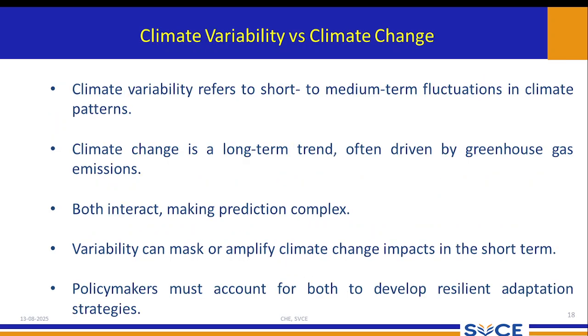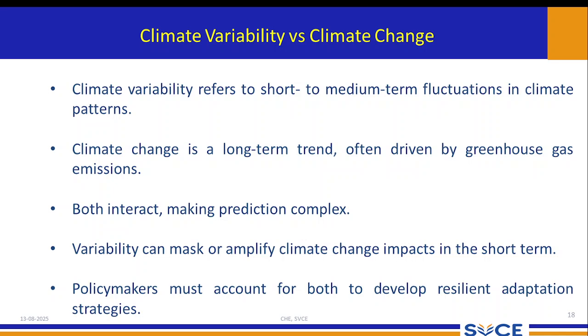Climate variability versus climate change. Climate variability refers to short to medium term fluctuations in climate patterns. Climate change is a long term trend. That's the difference between climate variability and climate change.